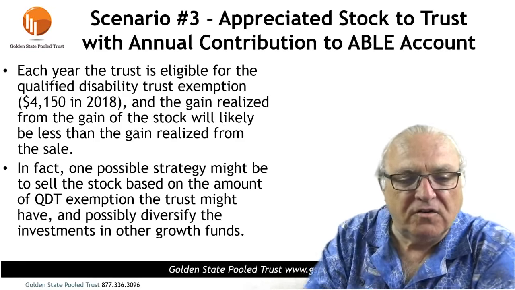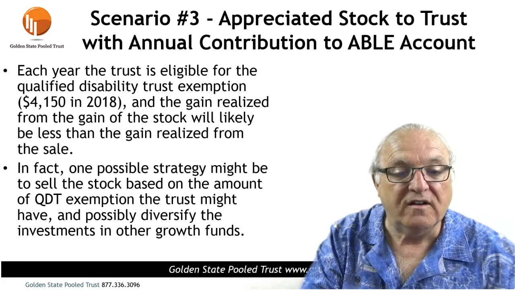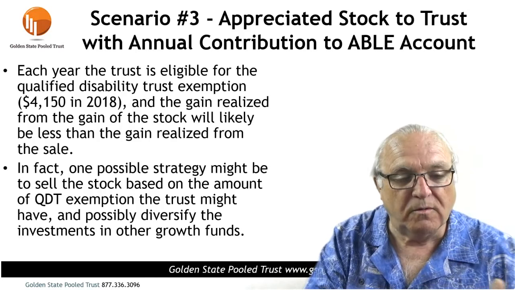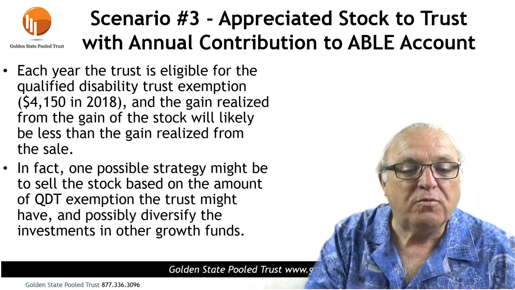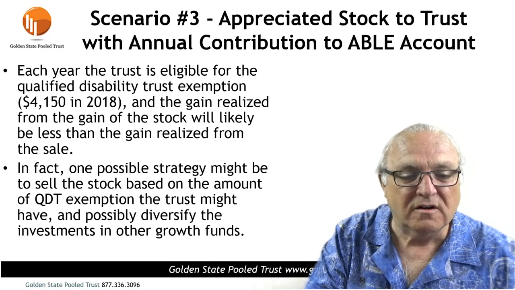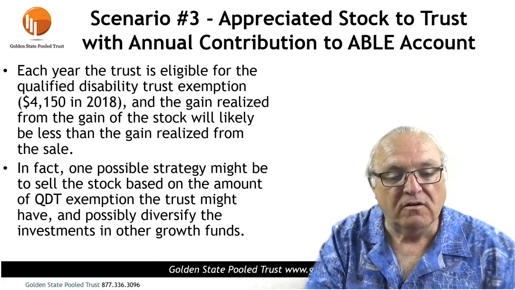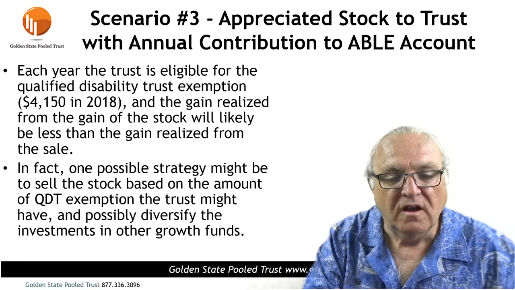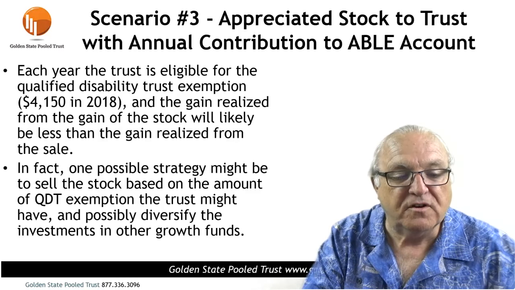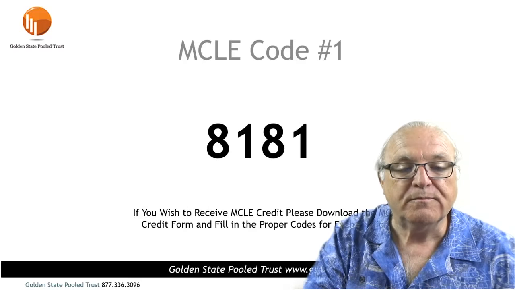Also, keep in mind, if you're doing this, each year the trust will be eligible for a qualified disability trust exemption, which is $4,115 in 2018, which would probably shield all the gain realized from the sale. In fact, one strategy might be to sell the stock based on an amount of the QDisT, the Qualified Disability Trust exemption, the trust might have, and possibly diversify the investments in other growth funds.